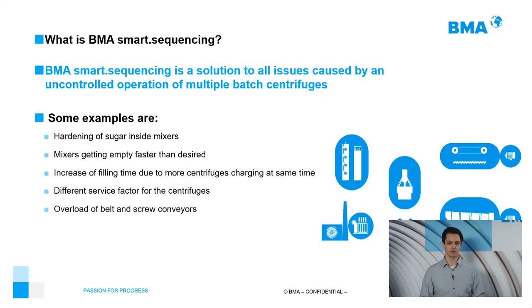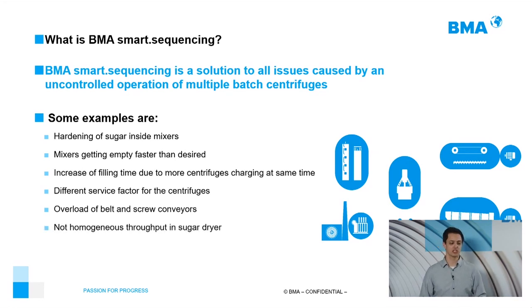One more example, and one of our favorites, is the overload of belt and screw conveyors. Almost every sugar factory has the sugar conveyors not dimensioned for the operation of all centrifuges discharging at the same time. So this is a really important case that only 1 or 2 at maximum centrifuges should discharge together, so that the screw conveyors or the belt conveyors do not have problems.